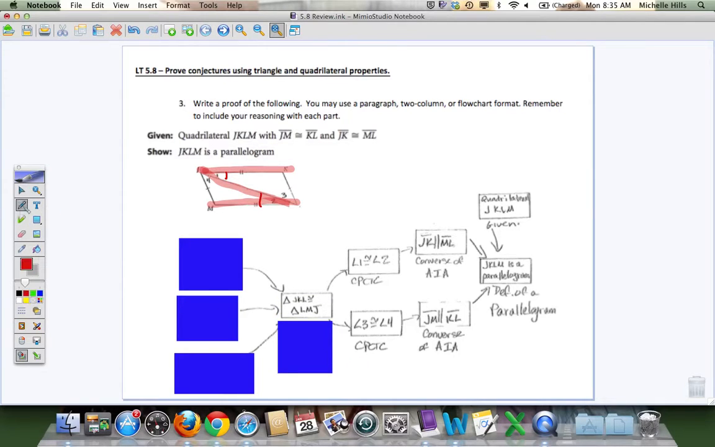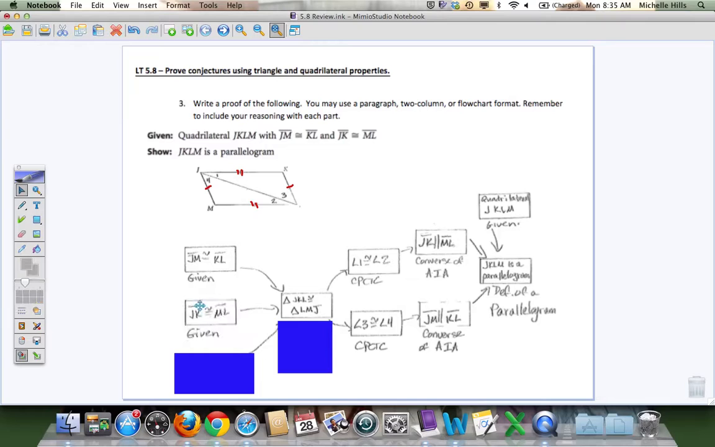So let's go back and say, well, then somewhere the other part of the given has to come into play. So they already showed me in the given that JM and KL segments are congruent to each other. So that's going to be one of my given statements. They also showed me that side JK and side ML are congruent to each other, because that's part of my givens. Well, I also know, because it's the same segment, that JL is congruent to itself.